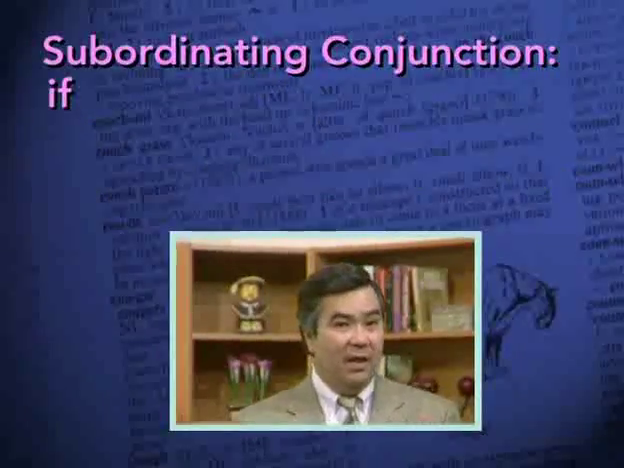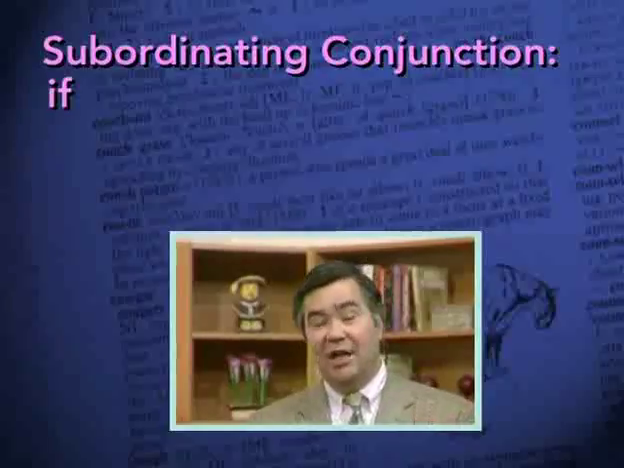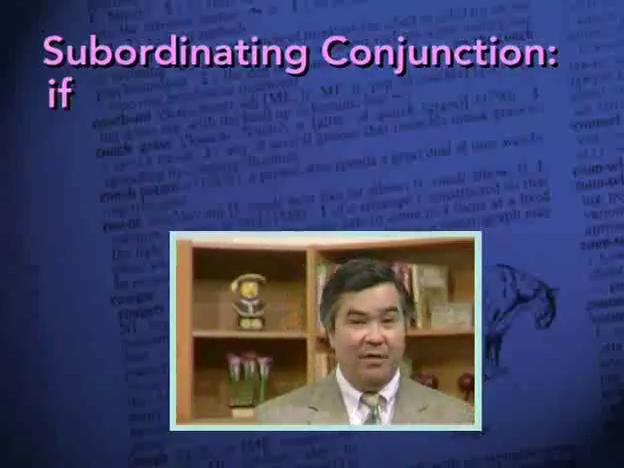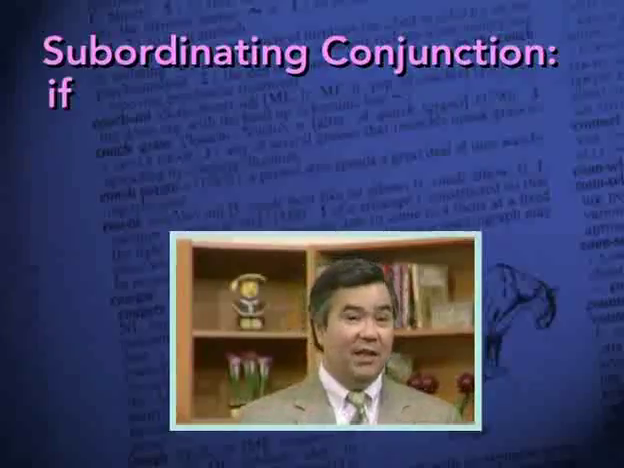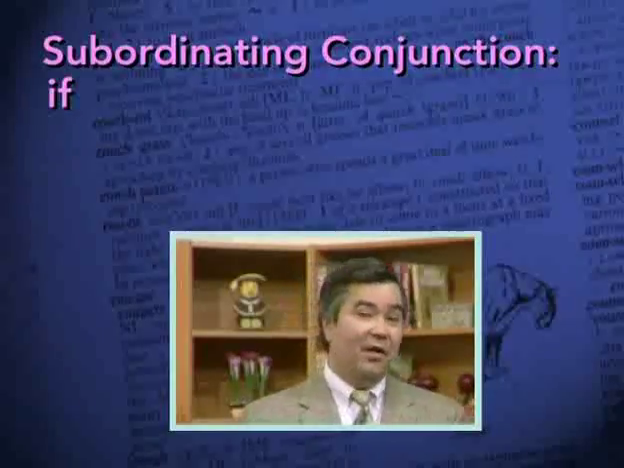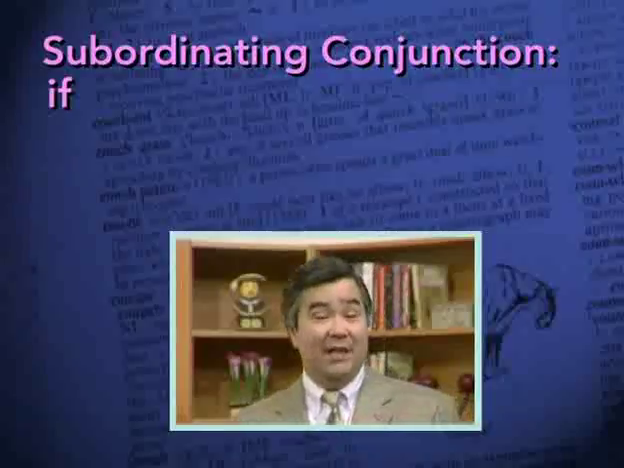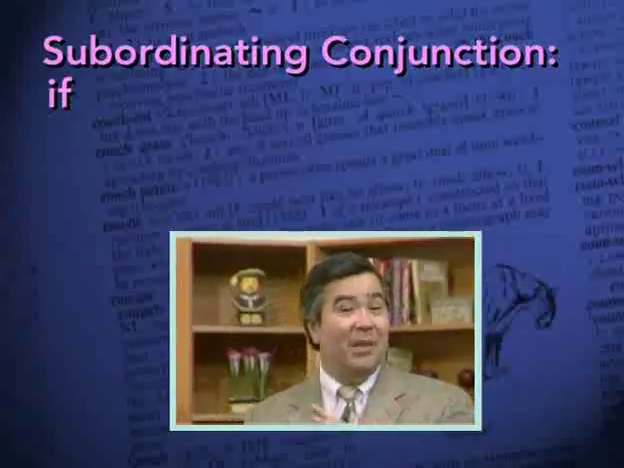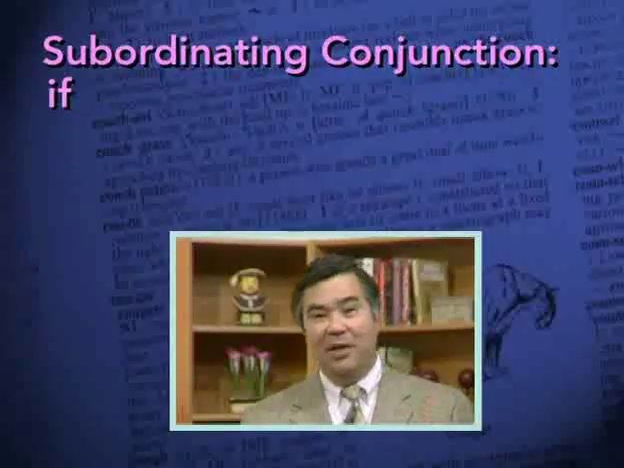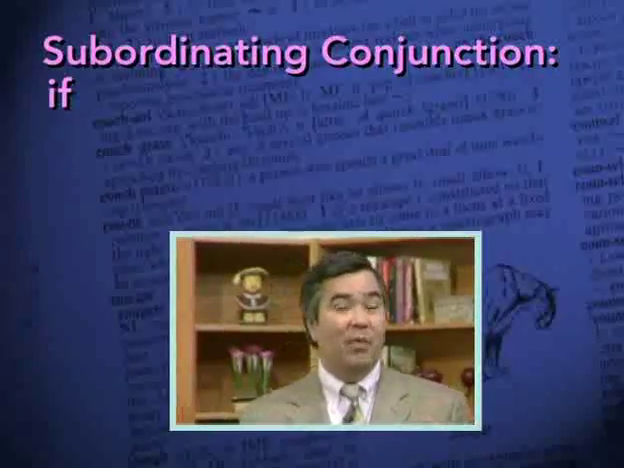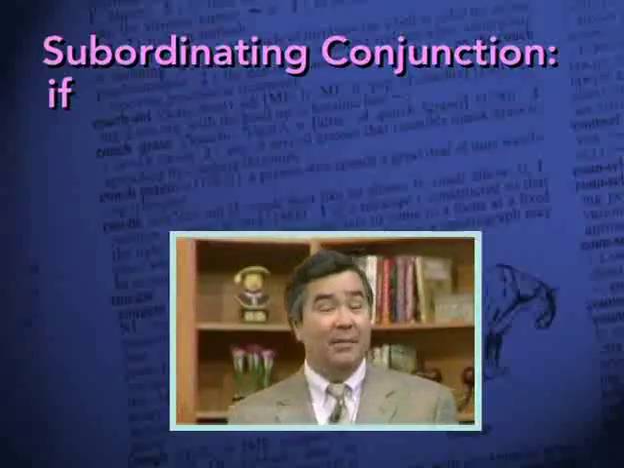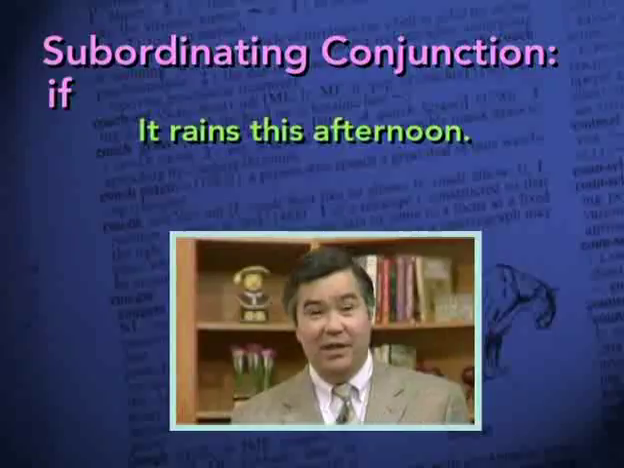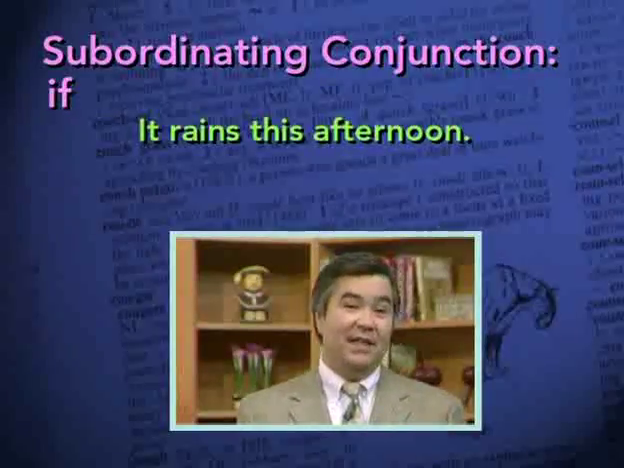If the subordinating conjunction if is put in front of a clause, a group of words including a subject and a verb, that clause can no longer stand alone as a sentence. It becomes a subordinate clause, one that needs to be connected to another clause to make a complete sentence. So, for example, we might have a clause like the following. It rains this afternoon. That could stand alone as a sentence.